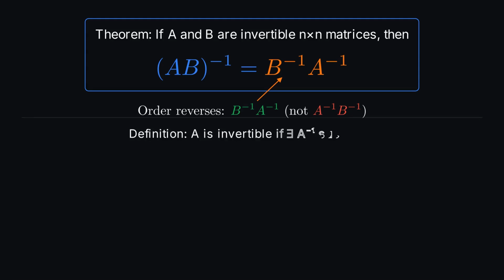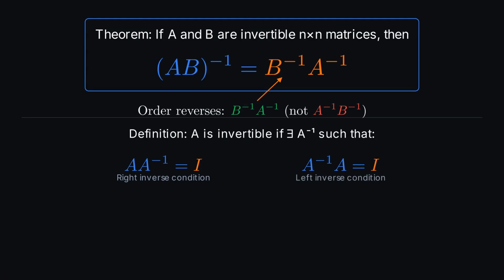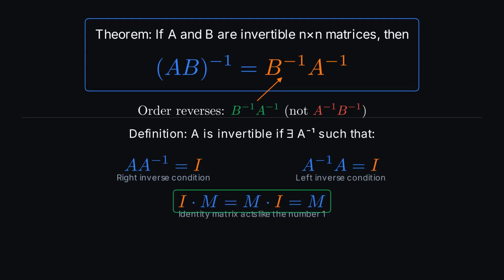Now, what does it mean for a matrix to be invertible? An invertible matrix is one that has an inverse, a matrix A inverse satisfying two conditions. A times A inverse equals the identity matrix, and A inverse times A equals the identity matrix. The identity matrix acts like the number 1 in regular multiplication. Multiplying any matrix by it changes nothing.